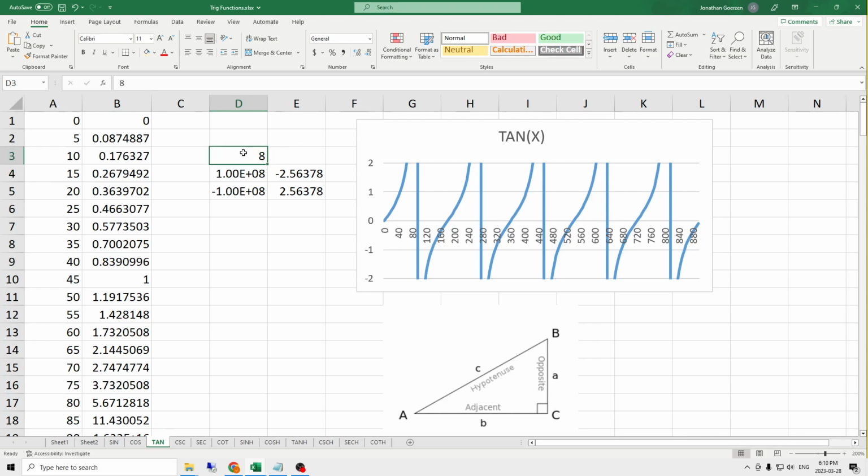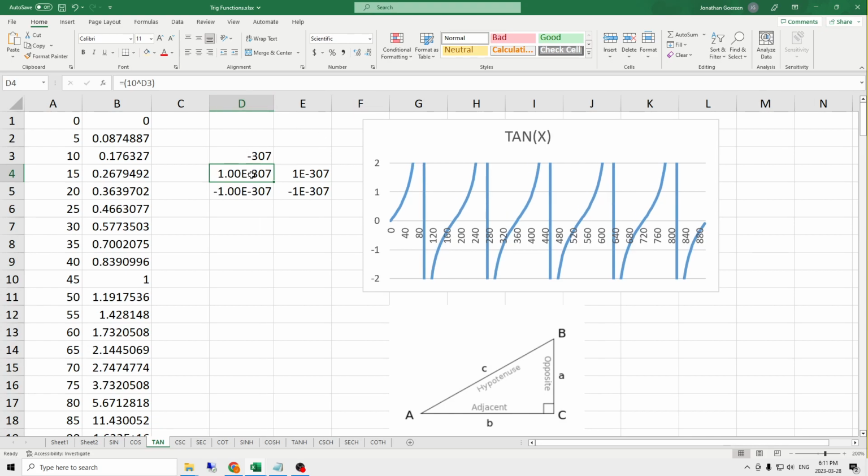For very small numbers, let's see what it does. As long as I don't hit an exploded value, there we go. You can see as we approach 0 from the left and the right, we get a very, very small negative number and a very, very small positive number. This would be one of the crossing points of the 0 line for the tangent function.